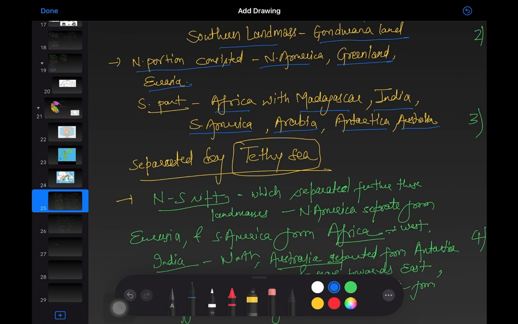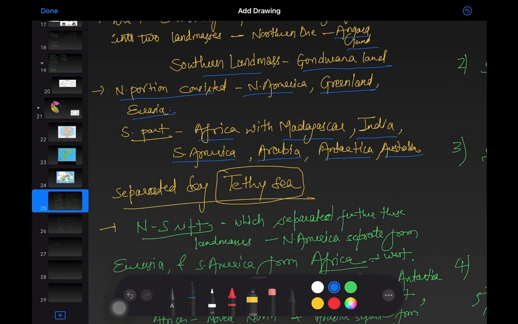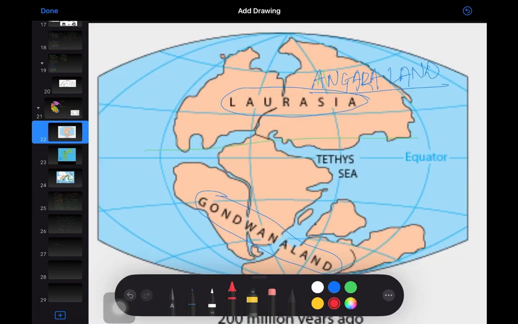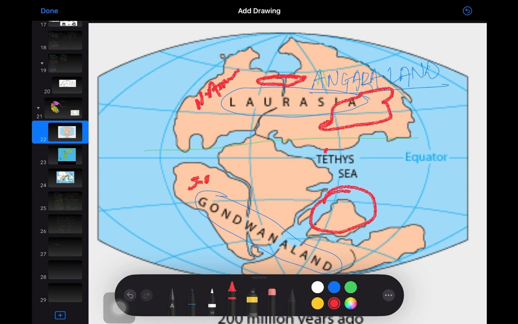You have read that. In between the northern Angaraland and southern Gondwanaland, there is a sea known as the Tethys Sea. This Tethys Sea divided the northern Angaraland and the southern Gondwanaland. So in this map you can see that there is North America, Europe, Asia, but India is not here. This is India, and this is South America, Africa. These all are landmasses.